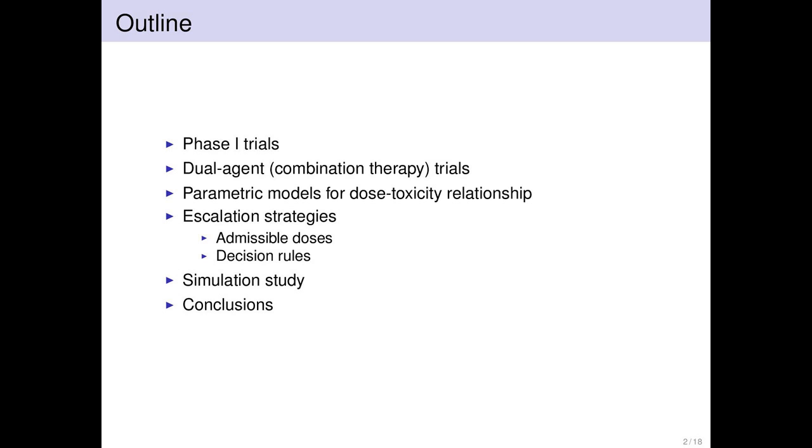So I'm going to talk a bit about admissible doses. These are dose combinations that we may want to give to the next cohort of patients in our trial. And I'm going to talk about decision rules. So these are rules that allow us to choose amongst our set of admissible doses. I'm then going to just present a few results from the simulation study that we presented in our paper that look at these different strategies and round off with some conclusions.